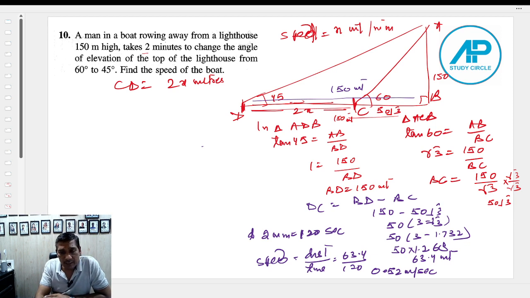I hope you understand the question. So when we want to change the value from meter per minute into meter per second, we divide by 60.